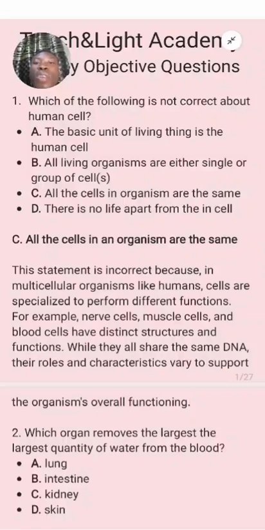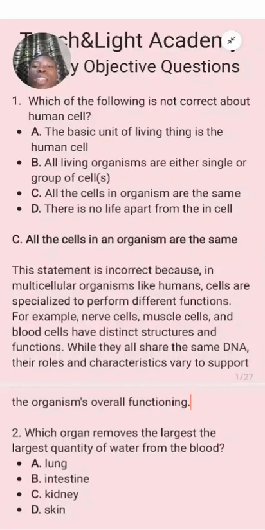Which of the following is not correct about human cell? The correct option is all the cells in organism are the same. All the cells in organism are not the same. Sometimes we have single-celled organism. We have multicellular organisms and many other things.